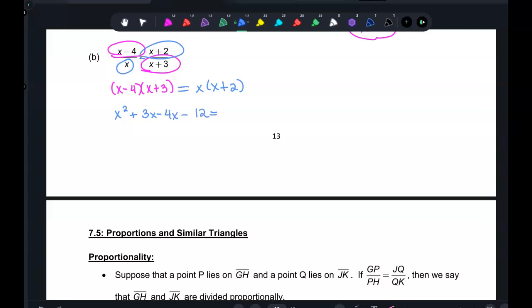Wait, sorry, I have a question. I'm forgetting, do you multiply with the second x the other stuff, or just the 3? I'm just going to subtract x squared. Okay, so I get a negative x minus 12.